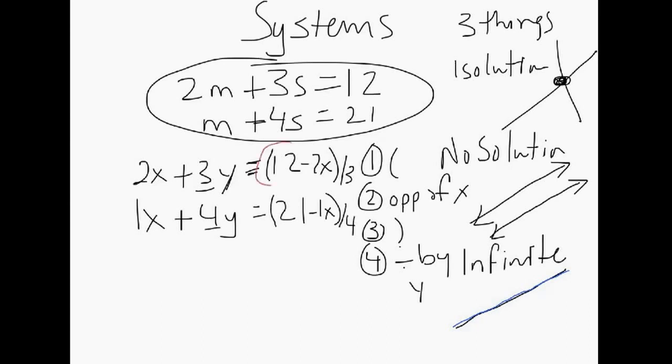So we were able to put this in our calculator and this in our calculator and find out where the intersection is. I'm going to type that into my calculator now. I've not done this problem, I just made it up as we were talking here. So parentheses 12 minus 2x, close parentheses, divided by 3. And 21 minus 1x divided by 4, hit graph.